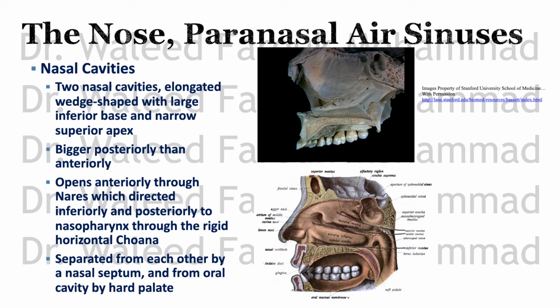Of course, the nares anteriorly open to the outer air and the posterior choana open to the nasopharynx. We studied that in the nasopharynx. They are bigger posteriorly than anteriorly and separated from each other by the nasal septum and from the oral cavity by the hard palate. Okay, that's as simple as it gets to describe the nasal cavity.